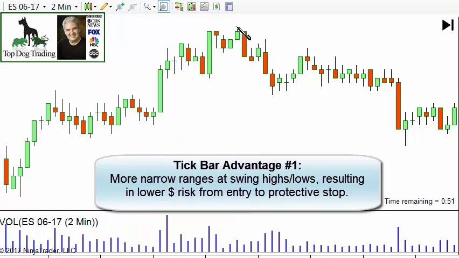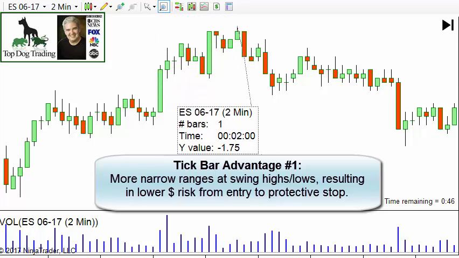Bring up a ruler here, and I'll just take an example. Let's say that you're going to go ahead and trade this short for whatever reason, just showing you the difference here. So we've got a 1.75. So if we said we're going to put our entry 1 tick below the low of that bar and our stop 1 tick above the high of that bar, that means we'd be risking 2.25 points. So 2.25 points would be our risk.